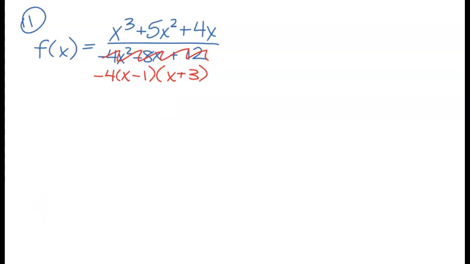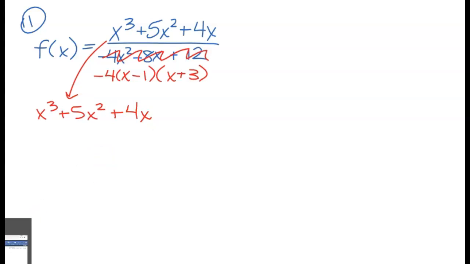The numerator we didn't care about yesterday when we were trying to find the domain of these rational functions because all we really needed to know was where the denominator was 0. So now we actually care about the numerator. We need to go ahead and factor it. So I'm going to pull this down here and I need to factor. So I've got x cubed plus 5x squared plus 4x.